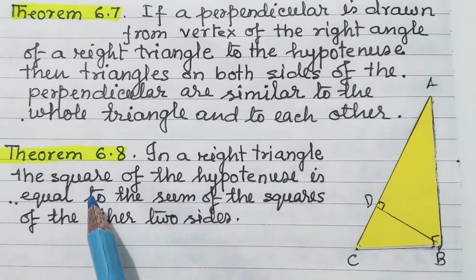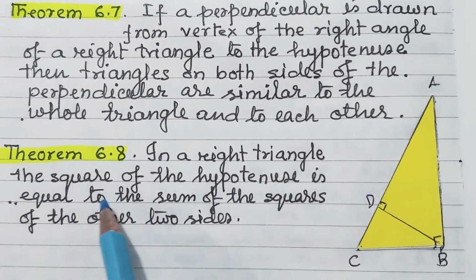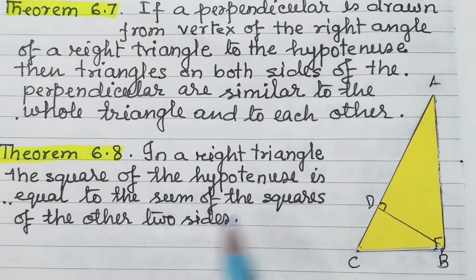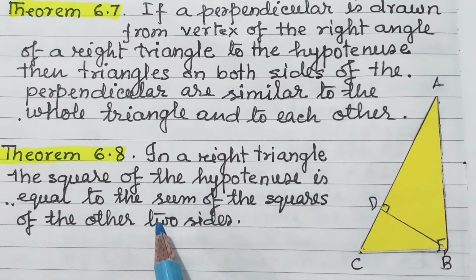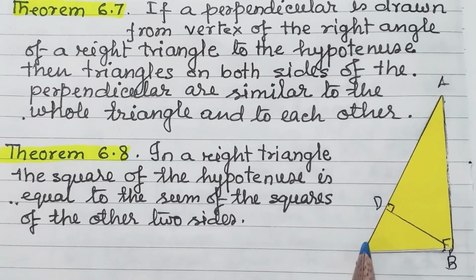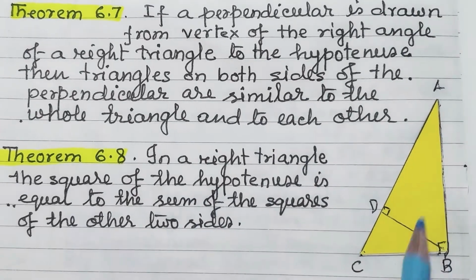Okay, means each individual triangle is similar to the whole triangle, and these two are similar to each other. Next theorem is, in a right triangle the square of the hypotenuse is equal to the sum of the squares of the other two sides. It is actually the Pythagoras theorem. Square of hypotenuse is equal to the sum of the squares of the other two sides.